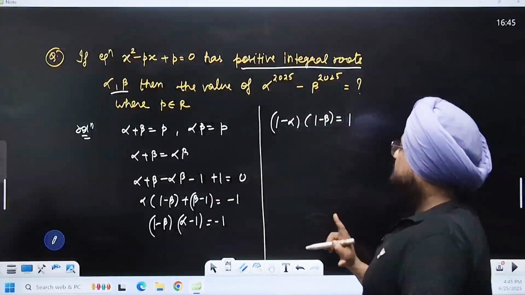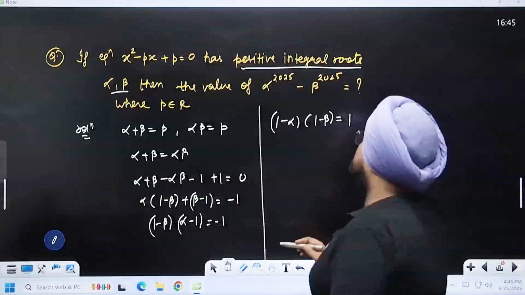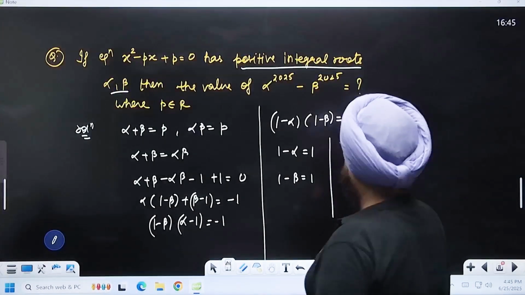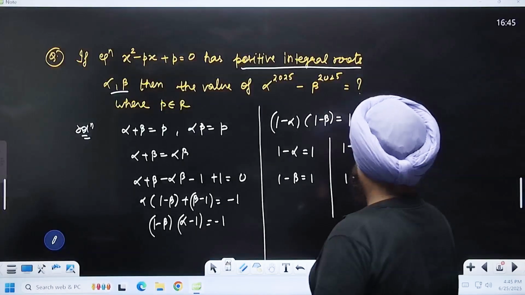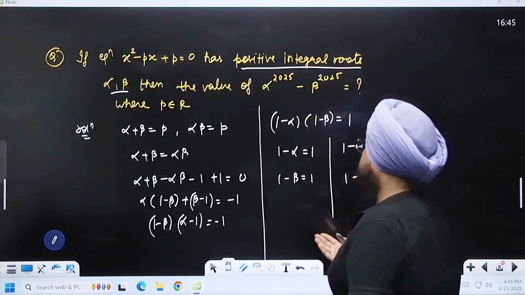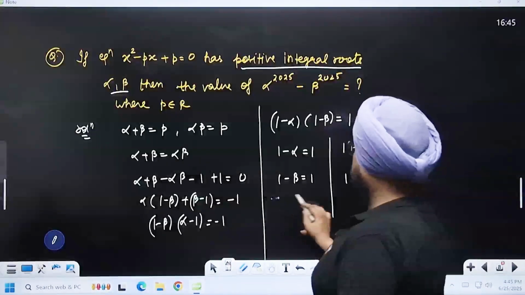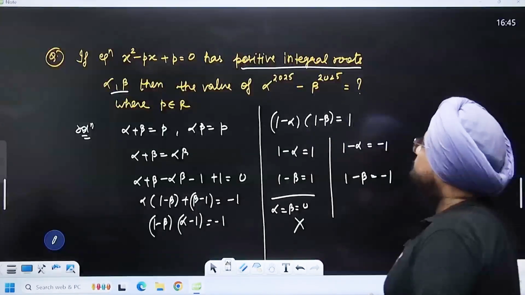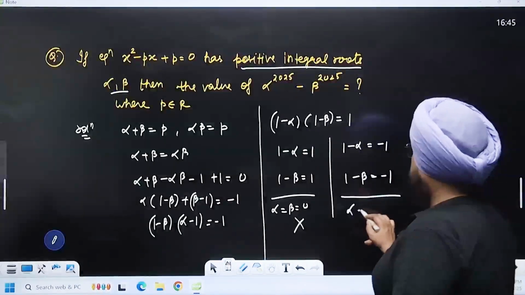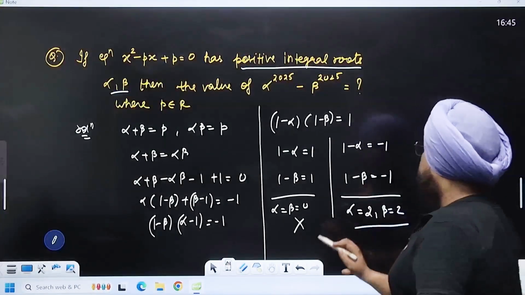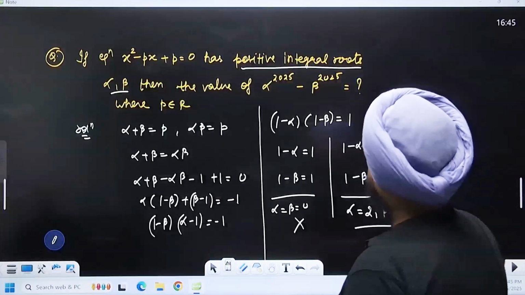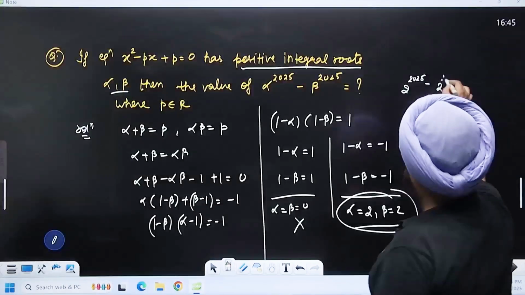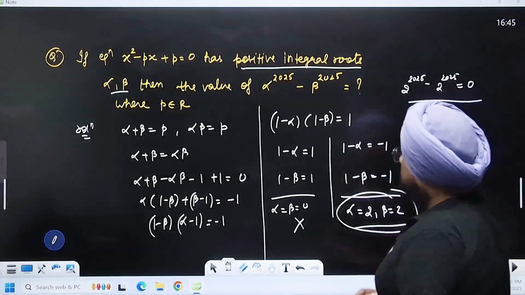Now both are integers, so this equation is possible when both factors are equal to 1, or both are minus 1. From the first, alpha and beta are 0 and 0, which is not possible as the roots are given as positive integers. From the second, alpha is equal to 2, beta is equal to 2. Both are equal. So 2 power 2025 minus 2 power 2025 will be equal to 0.